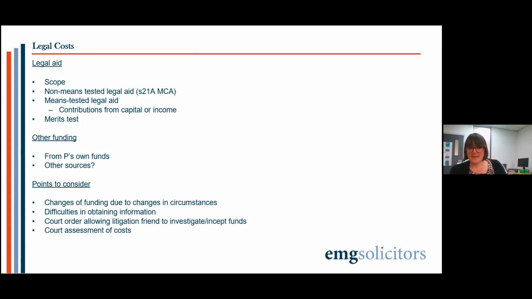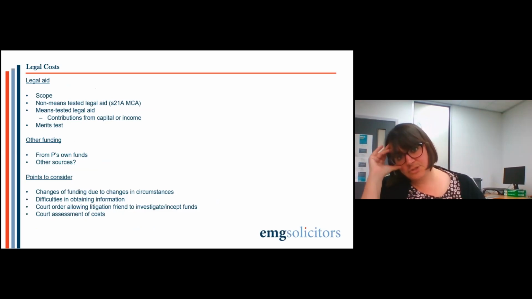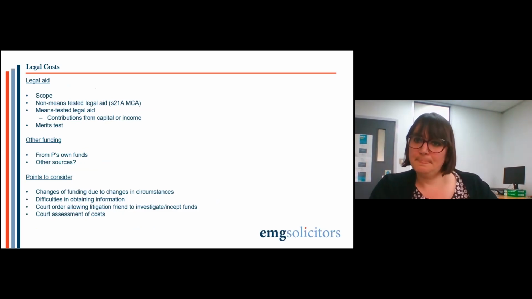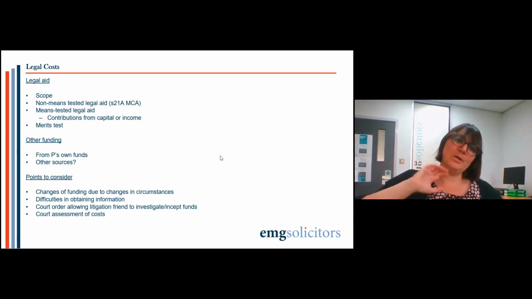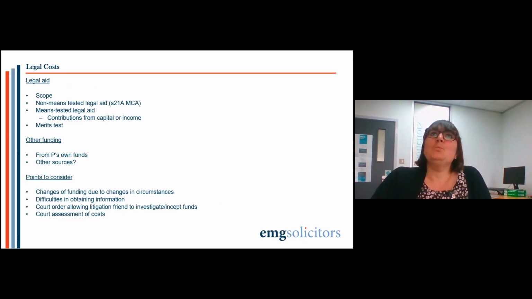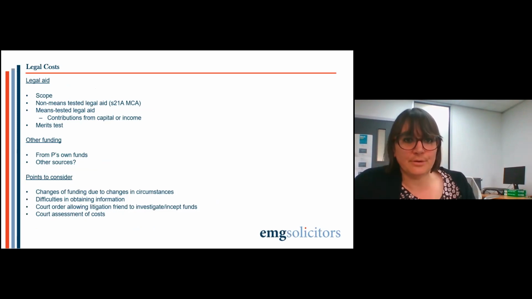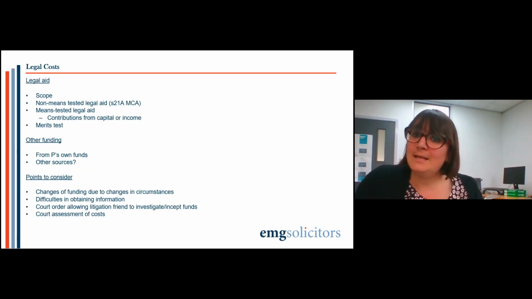it's legal aid. Points to consider when you are thinking about legal aid and costs. Changes of funding due to changes in circumstances. So the case starts off under section 21A, non-means tested legal aid, dead straightforward. You get to a point where the person's going home for a home trial and the standard authorization is no longer in place. Means test needs to take place of whether that person's still eligible for legal aid.